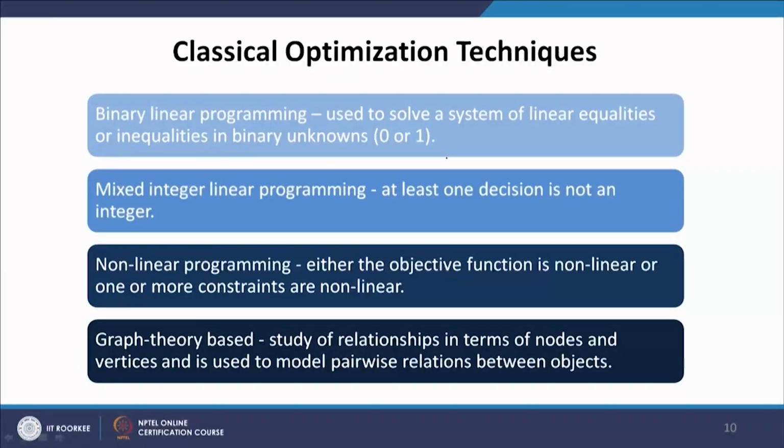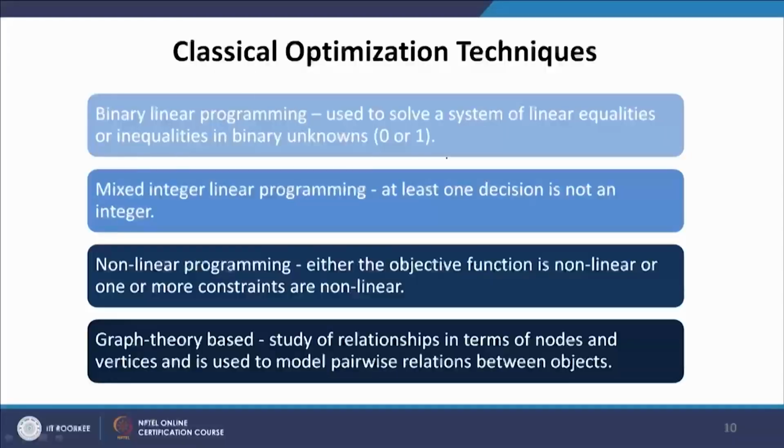Now, when you go for classical optimization techniques, there are a few challenges. The first one is binary linear programming, because this PMU is sometimes there, sometimes it is not there. So, you have to have a yes or no, similar to capacitor placement algorithms. So, it will have many zeros and ones. The binary linear programming model is suitable for PMU placement, used to solve a system of linear equalities or inequalities in binary unknowns. Mixed integer linear programming, where at least one decision variable is not an integer.